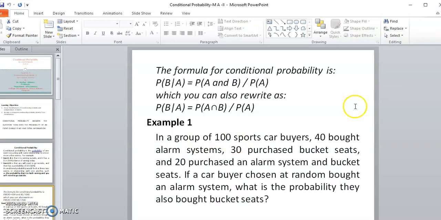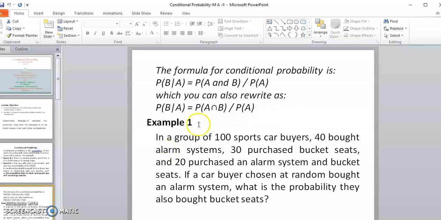The formula for conditional probability is: probability of B happening under the condition that A happens equals probability that A and B both happen divided by probability that A happens. You can also write it as: probability of B given A equals probability of A intersection B divided by probability of A.